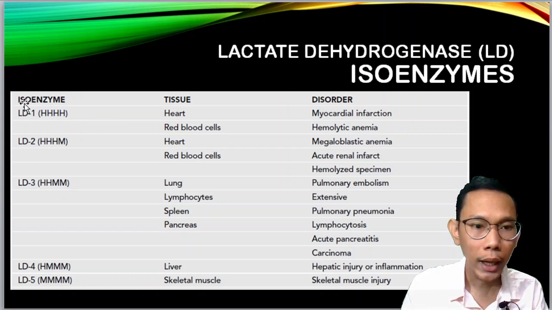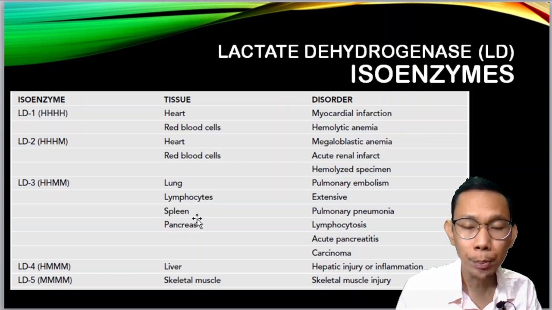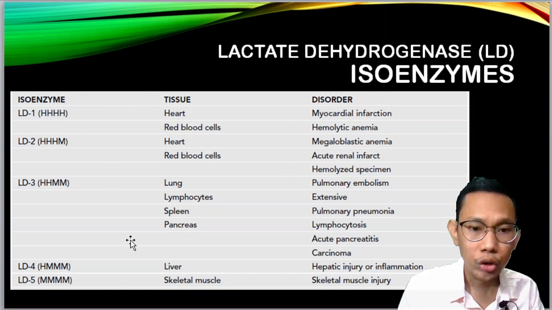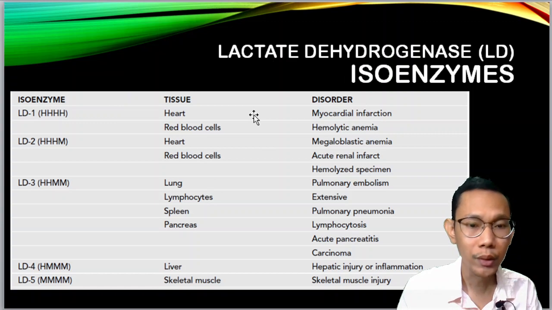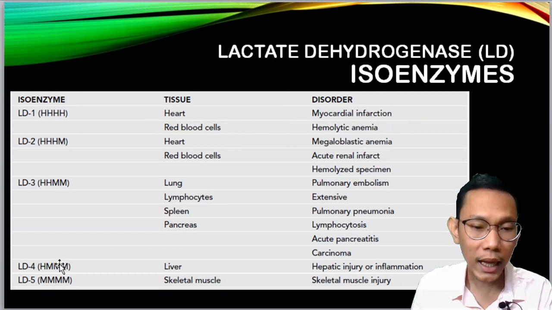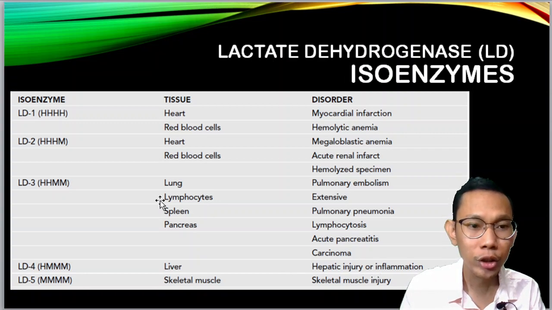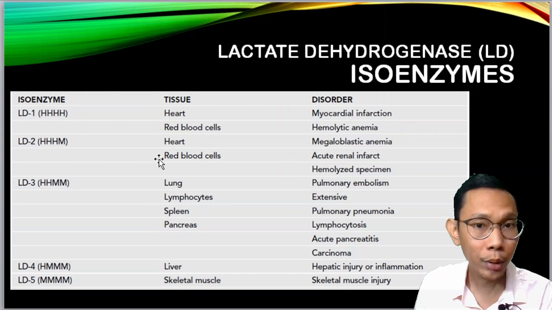So as you can see, your LD1 and LD2 would be located in your heart and red blood cells. How about your LD3? It can be located in your lung, lymphocytes, spleen, and pancreas. So based on the tissue location of the different isoenzymes, you can identify the possible disorder. Since heart, more of myocardial infarction. Since RBC, it could also detect hemolytic anemia. If it's LD4, liver, we expect that it has something to do with hepatic injury or inflammation. So in short, the location of the isoenzyme will help us identify the possible disorder.